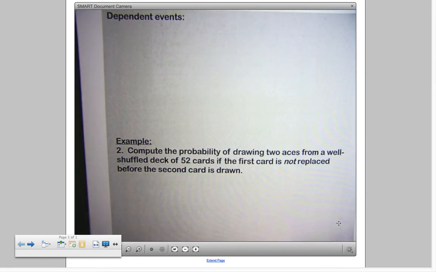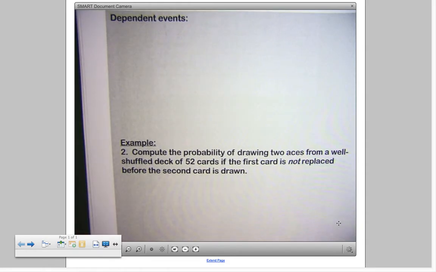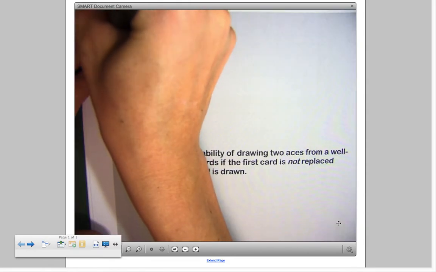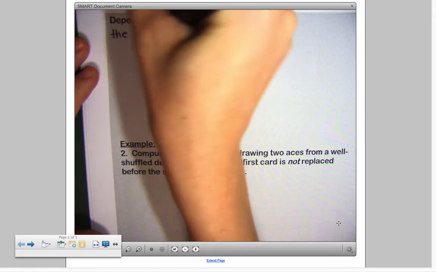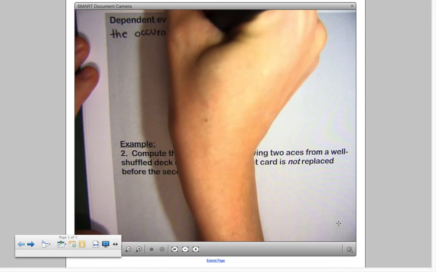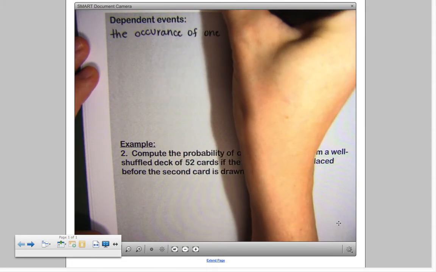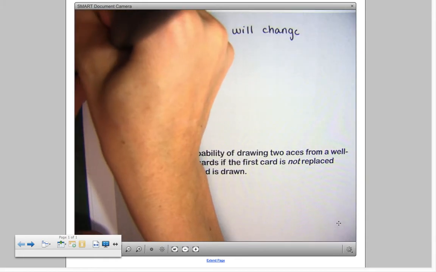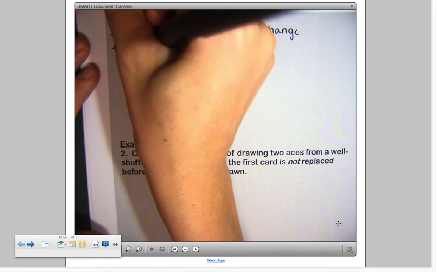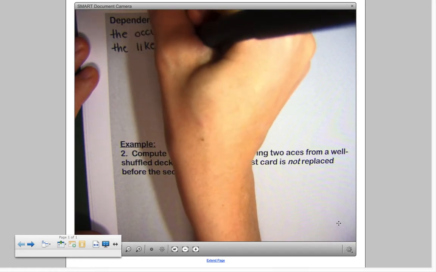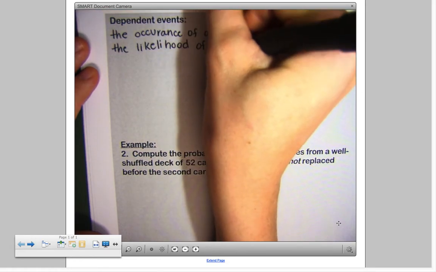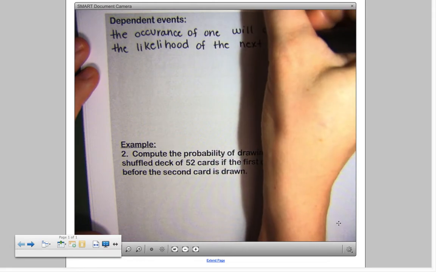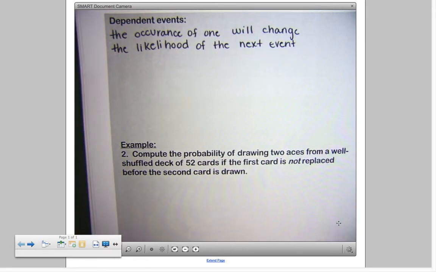Okay. So dependent events: the occurrence of one will change the likelihood of the next event. Okay, so independent, they don't change each other. Dependent, they do change each other. So think of it as they depend on each other.